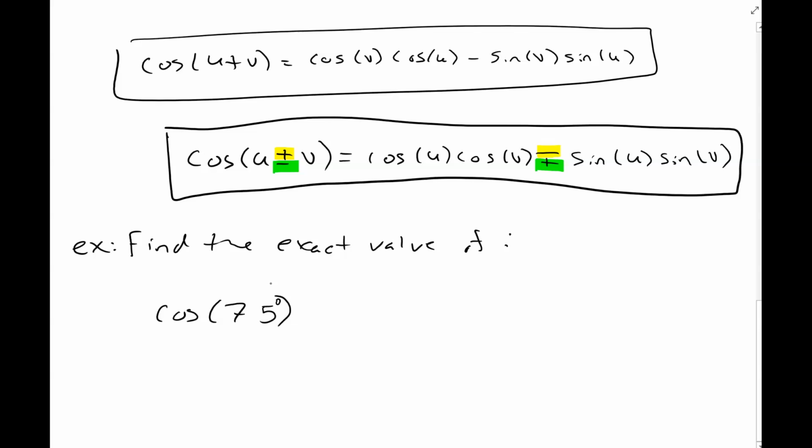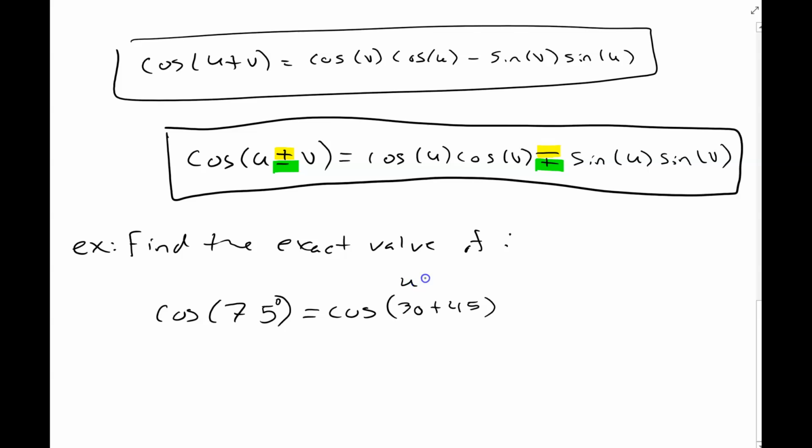So we can do things like find the exact value of cosine of 75. Notice here, if we wanted exact values, typically what are we going to have to use? The unit circle. Is 75 degrees a unit circle angle? No. However, maybe I can write that as the sum or difference of two unit circle angles. 30 plus 45, right? That gives us 75. Those are both unit circle angles. Everybody okay with that idea?